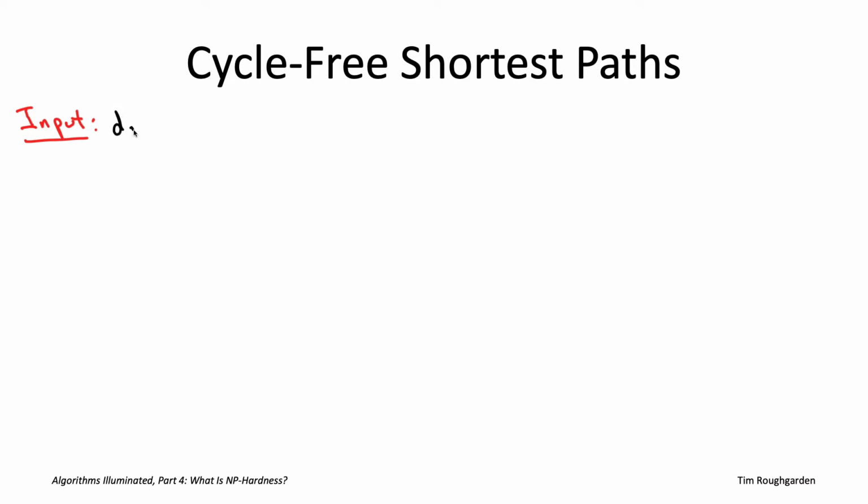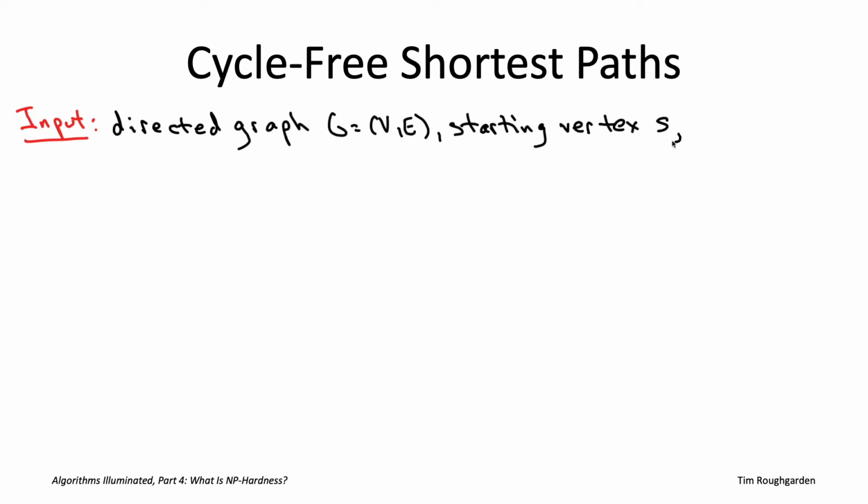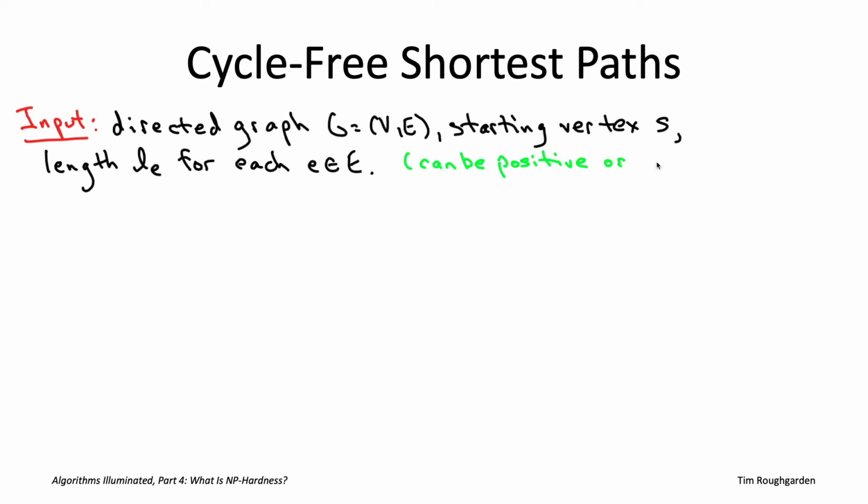So the input to the problem is a directed graph, and one of the vertices is designated as the starting vertex. Moreover, each of the edges has a length. Now, in this version of the problem, we're going to allow lengths to be positive or negative or zero, so any real value for edge lengths. And just in case you scoff and say, well, why does that even make sense to have negative edge lengths in a shortest path problem?